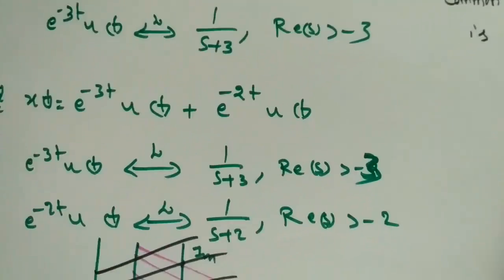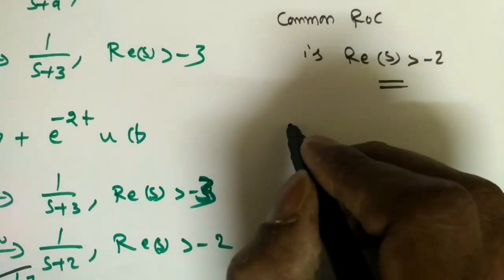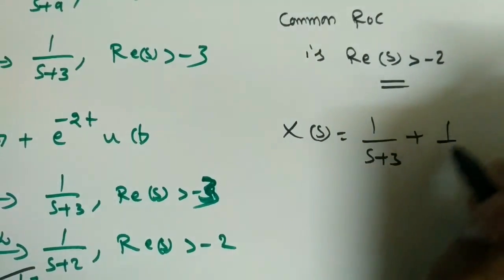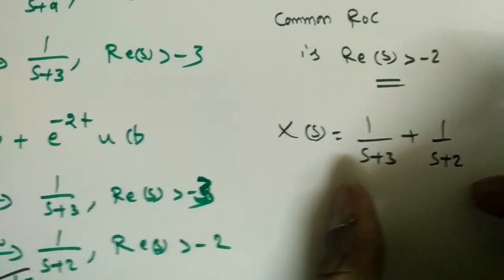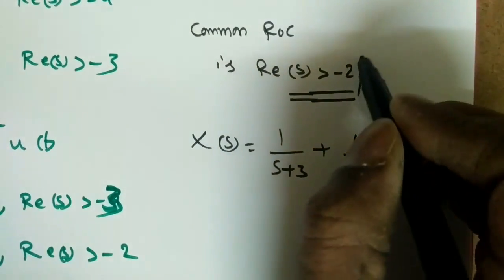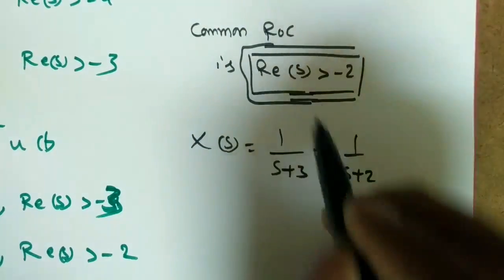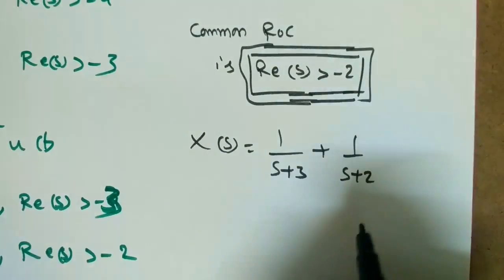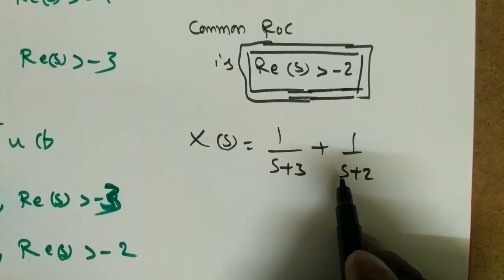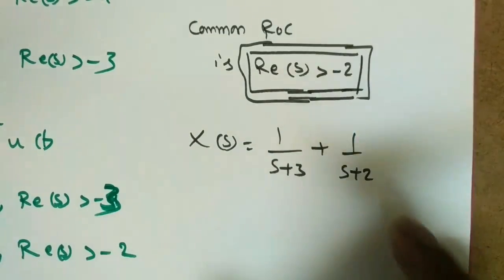That means X of s is equal to 1 by s plus 3 plus 1 by s plus 2. So these two terms will converge when the real of s is greater than minus 2. So that is this ROC. Whenever we are taking the sum of two signals, there should be some common ROC for which both signals exist and converge, right?